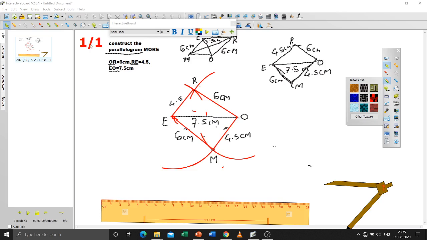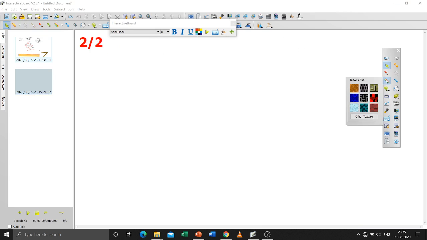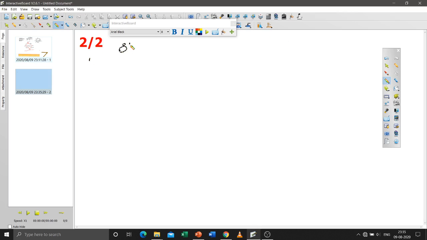Now let us write the steps of construction. What should be the steps of construction? Yes, children. First step, draw the rough diagram.